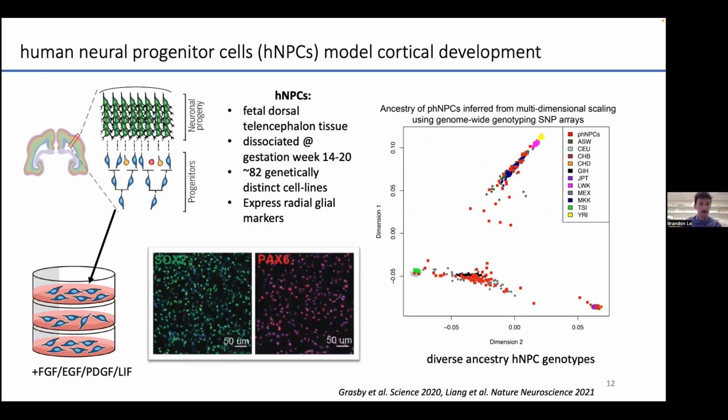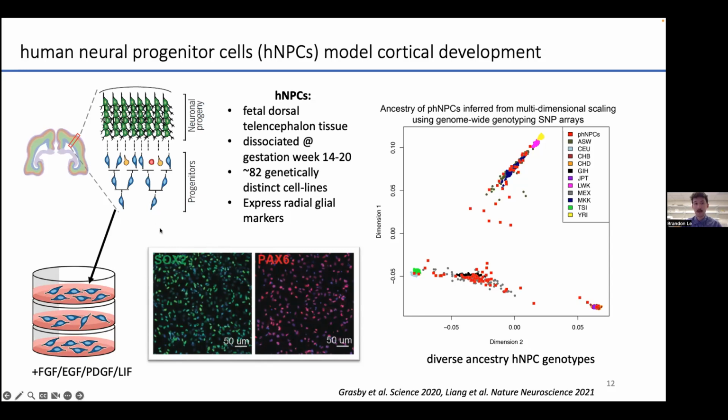And so just a little bit about these cells. These cells come from the fetal dorsal telencephalon, which is tissue that goes on to give rise to the cerebral cortex. And these are dissociated from fetal tissue that comes from roughly gestation week 14 through 20. And we have about 82 of these genetically distinct lines that are all genotyped. And these cells are radial glia. They express proliferative radial glia markers like SOX2 and PAX6.